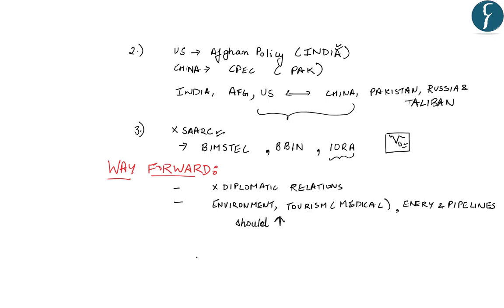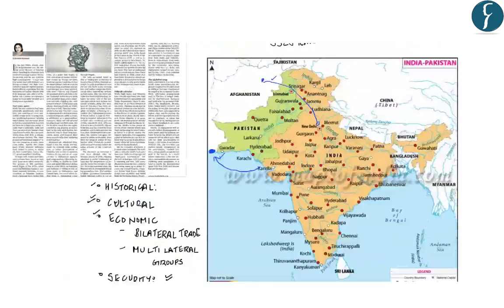Moreover, our cultural relations, like interaction of singers or actors, should actually happen, and we should have more sports events. Finally, she says that New Delhi and Islamabad cannot afford to be disconnected in a world where connectivity is the new currency. So let's look at this article from the exam point of view.